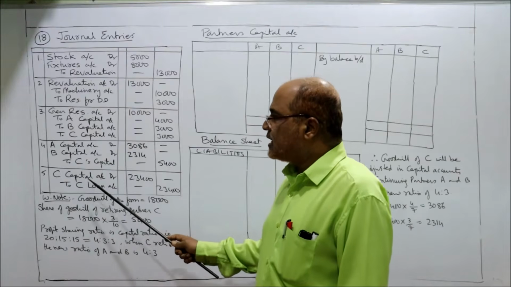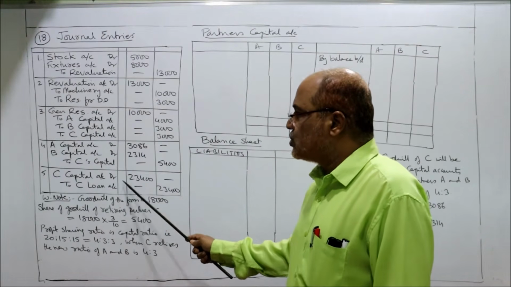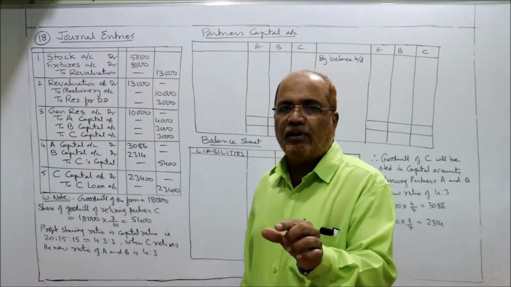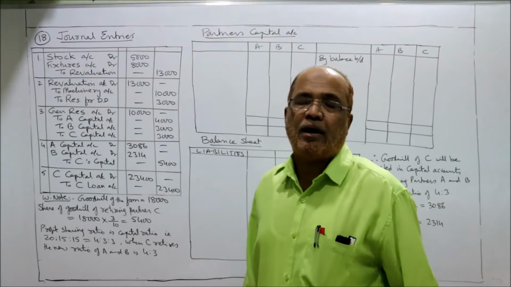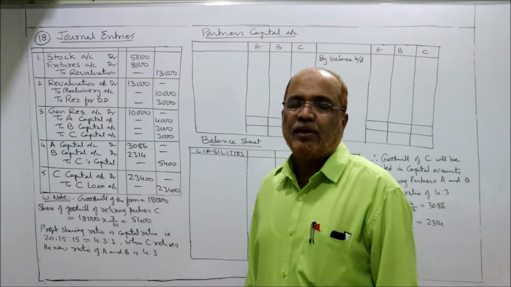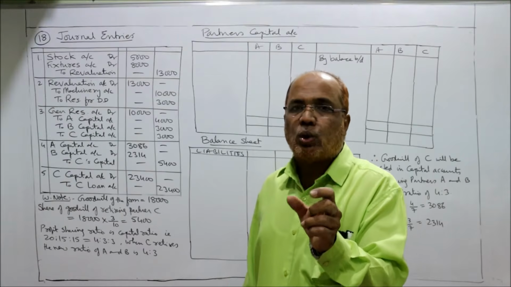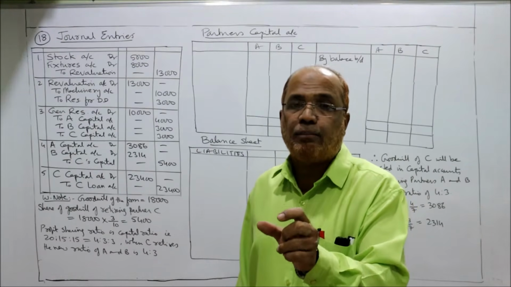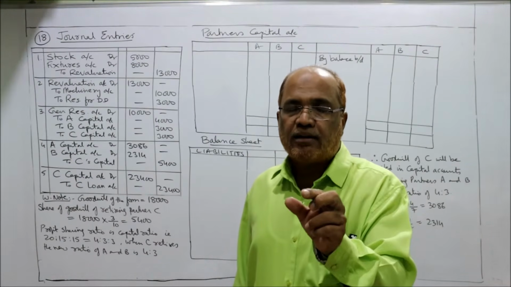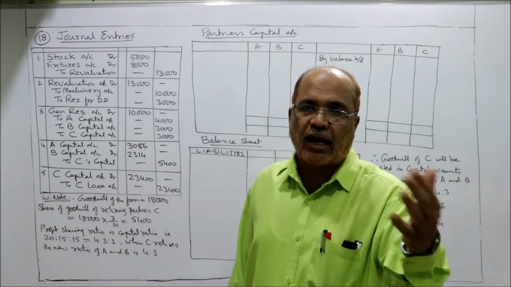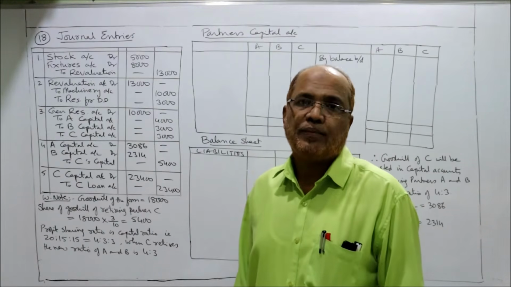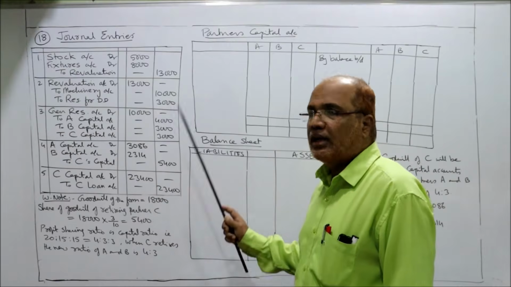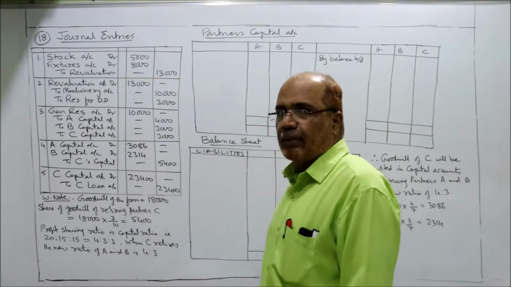That's it. Now last is C's capital account debit to C's loan account. This entry will be passed after completing the capital accounts of partners. We have to find out how much amount is totally due to the retiring partner. That capital of the retiring partner will be transferred to his loan account. This amount we will get only after preparing the partners' capital accounts.